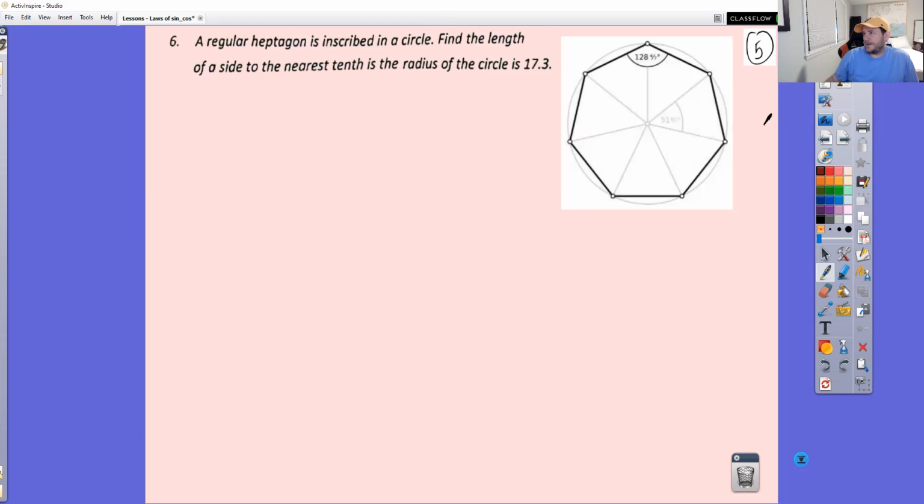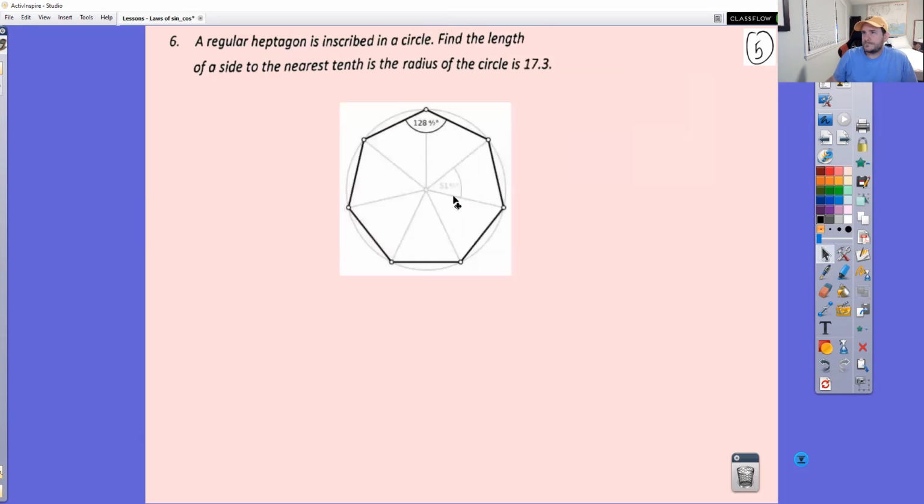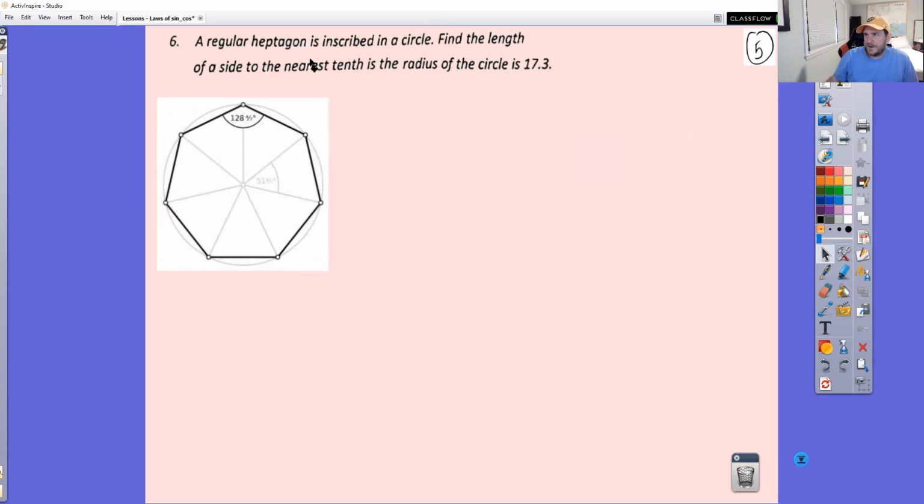Okay, so this is basically the same question. It says this time that a regular heptagon is inscribed in a circle. Find the length of a side to the nearest tenth. Oh, right, that's a typo where it's supposed to say if the radius of the circle is 17.3. So this is exactly the same question, just with a heptagon, which is 7-sided instead of a pentagon.